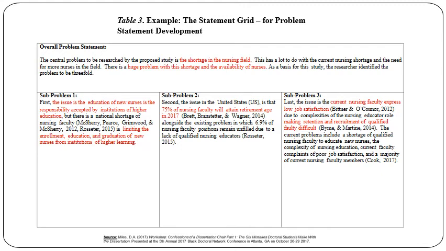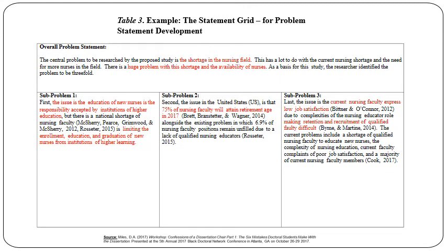Because 75% of the nurses will be leaving the nursing faculty in the year 2017, the researcher believes that this will contribute to a shortage in the nursing field. Lastly, the current nursing faculty or the current nurses express low job satisfaction. Because they have low job satisfaction, this is making retention and recruitment difficult.